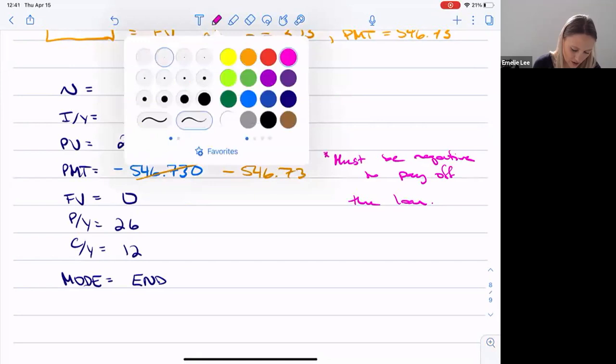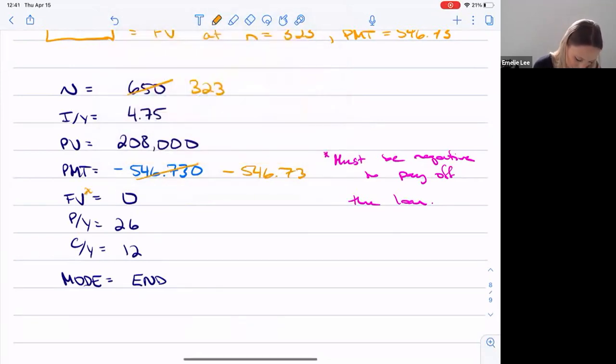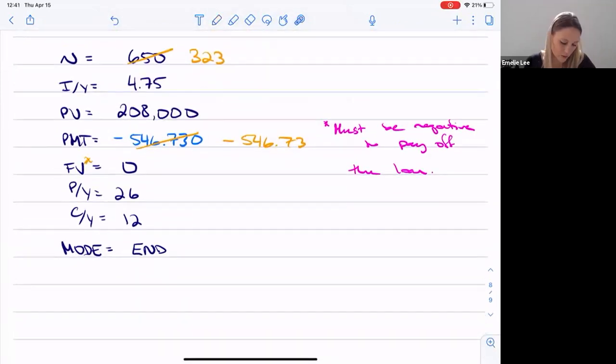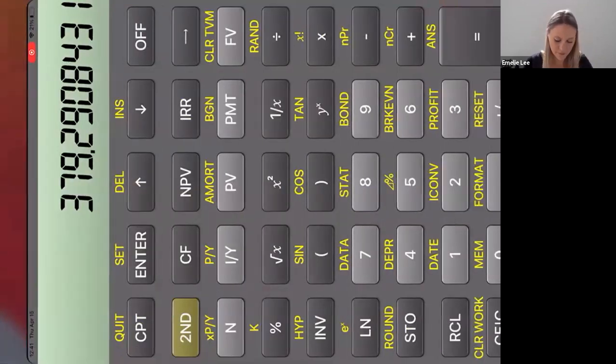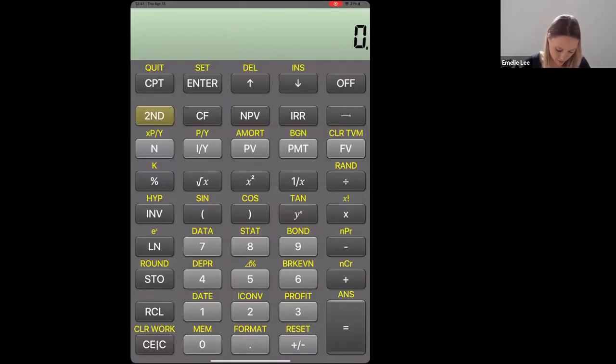This is now what we want to solve for. We're still making 26 payments per year. We're still compounding monthly, and we're still at the end, right? And so what we want to find is this future value. So let's go ahead and make these changes. I really only need to change n and the payment amount. So I'll start with n is 323, and my payment amount is negative 546.73 into the PMT.